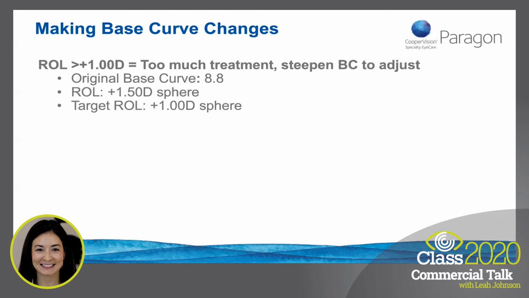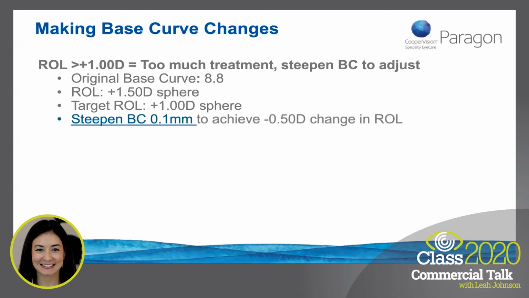So we'd want to steepen by half a diopter to achieve the targeted ROL of a +1. A 0.1 millimeter change is equivalent to half a diopter change. So by steepening the base curve by 0.1, we are achieving a half diopter minus change in that ROL. So we would go from an 8.8 base curve to an 8.7, which is 0.1 millimeters steeper.